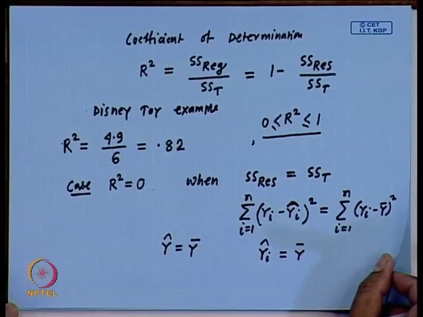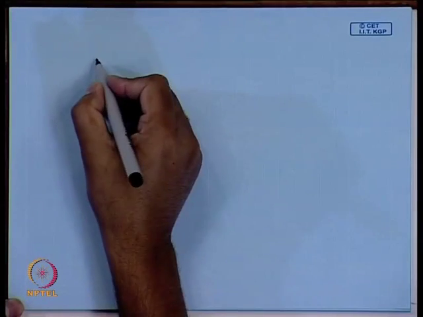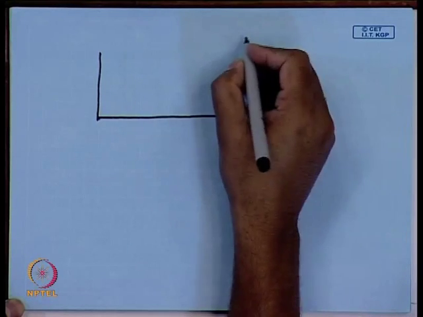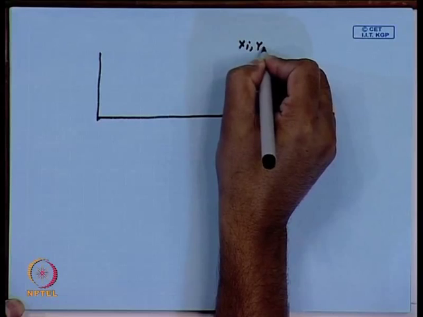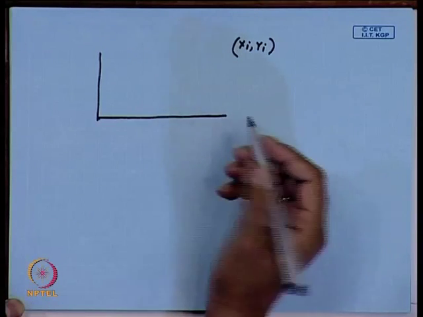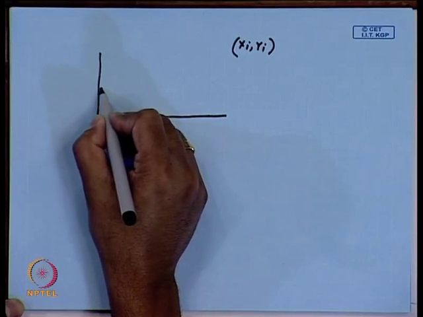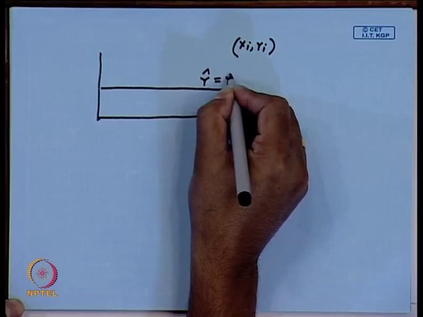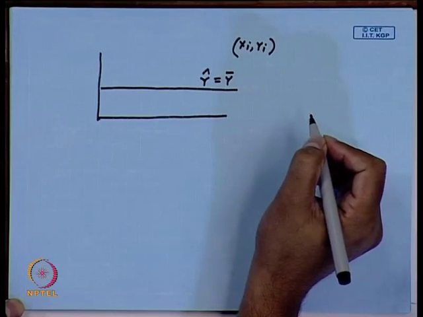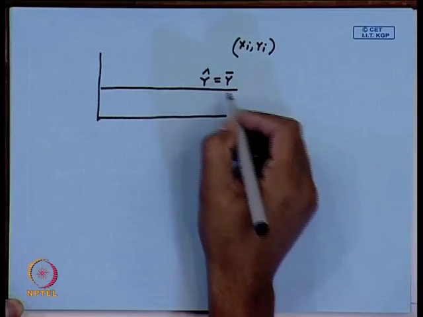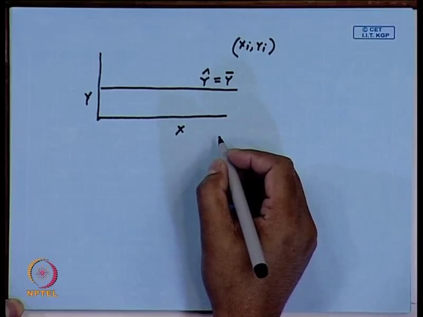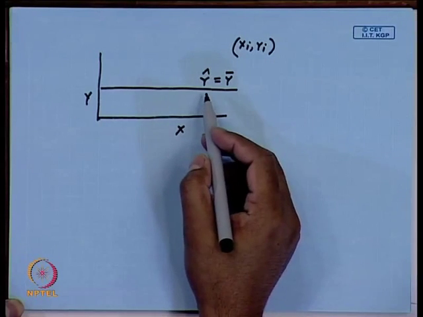Suppose we have some data, a set of observations x i, y i, and the fitted model is y hat equal to y bar. That means the significance of this is that there is no relationship between the response variable and the regressor variable.